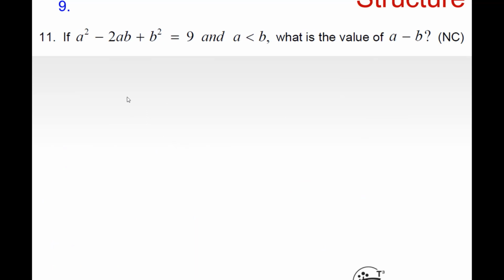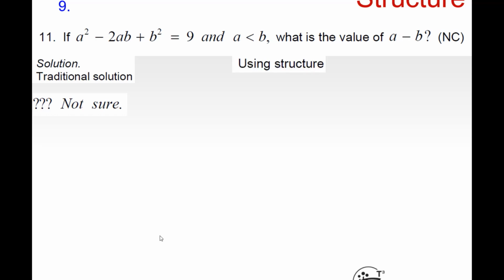The last one, again, we'd like you to try this a couple different ways if you can. Press pause as needed, resume when you're ready. So the traditional solution, I have no idea. I tried and I just couldn't come up with one. So I tried using structure. And I looked at this and the left-hand side looks familiar to me. I can factor that. That's actually the square of a binomial. This is called a perfect square trinomial. And it's the square of some binomial, this one.